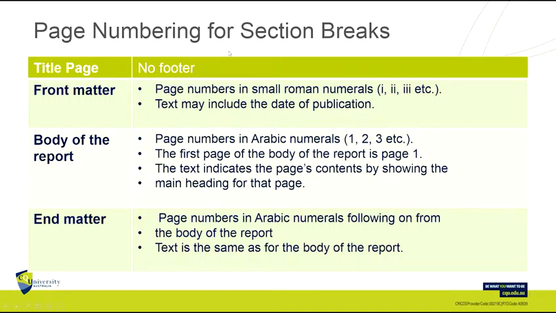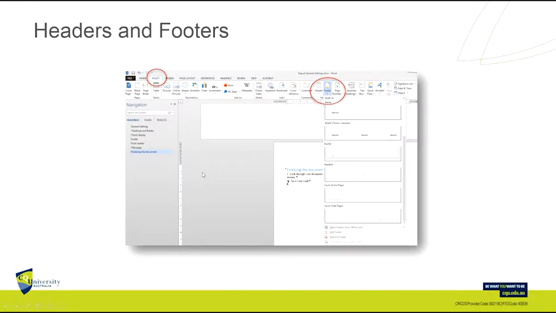Now, the page numbering for section breaks is important. The front matter has the Roman numerals, the body of the report and the end matter has the 1, 2, 3 in Arabic numerals. Now to do this, we are going to first insert headers and footers. Once we have inserted our headers and footers, we will put the page numbering within them.